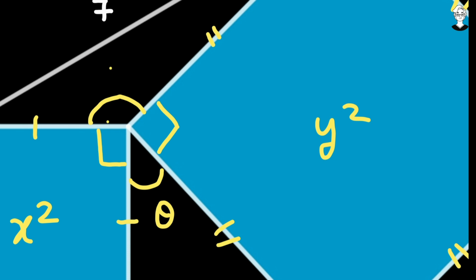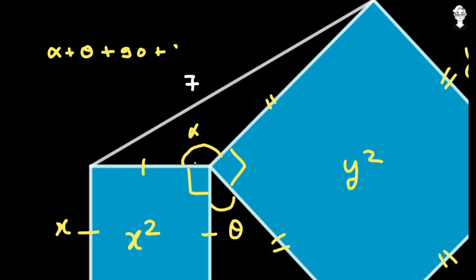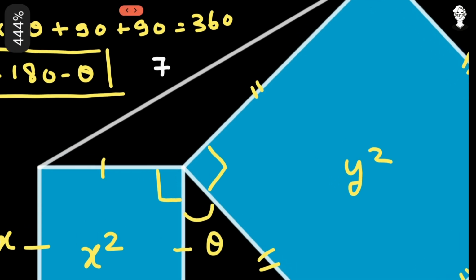Therefore, if I take this angle as alpha, what I will get as an equation is alpha plus theta plus the two 90 degree angles over there, and this thing is 360. And when you simplify this, you will get alpha as equals to 180 degrees minus theta. Okay. So as I have told you many times, whenever you are solving a geometrical problem, try to eliminate the variables. So as here we have got the value of alpha in terms of theta, I'll replace alpha with 180 degrees minus theta.